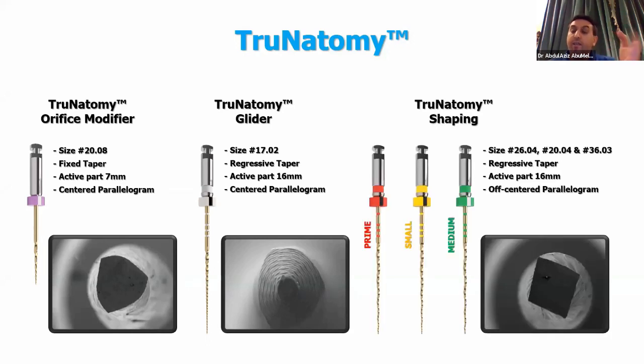The finishers, which shape the apical area, come in three sizes: small, prime, and medium. The small is 2004. The prime is 2604. The medium has a very special measurement: 3603, so the taper is less. They work more on the apical preparation rather than damaging the diameter or the taper. It has a regressive taper and an off-center parallelogram. If you look at the cross section, it has two pointy parts that touch one wall and then the other wall, so it's safer in the way it goes, the same as the design of the ProTaper Next. The active part is 16 millimeters.